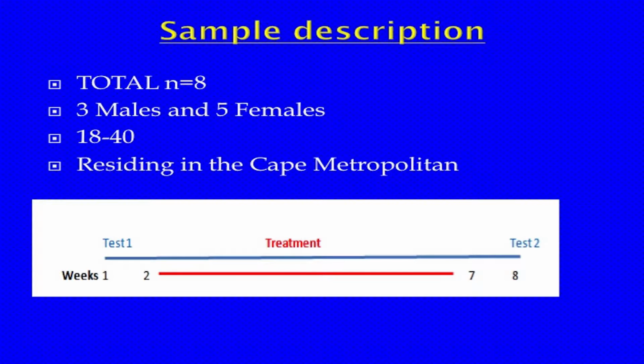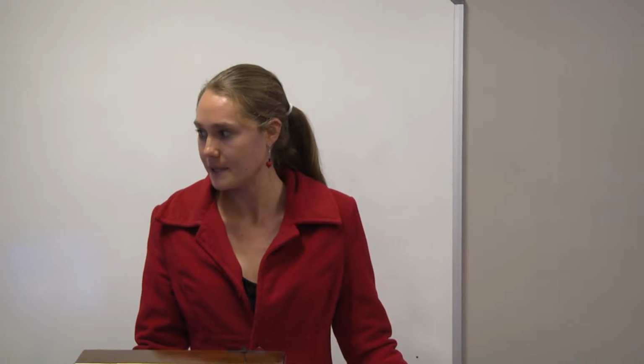Sample description: we had 8 participants, 3 males and 5 females, between the ages of 18 and 40, residing in Cape Town. And that's just a chart to show test 1 was the motion analysis and the functional scales. Then there was the intervention period for 6 weeks, and then another test a week later at week 8. And our sample was based on a diagnostic checklist, based on a systematic review, that we used to see if people met our criteria.